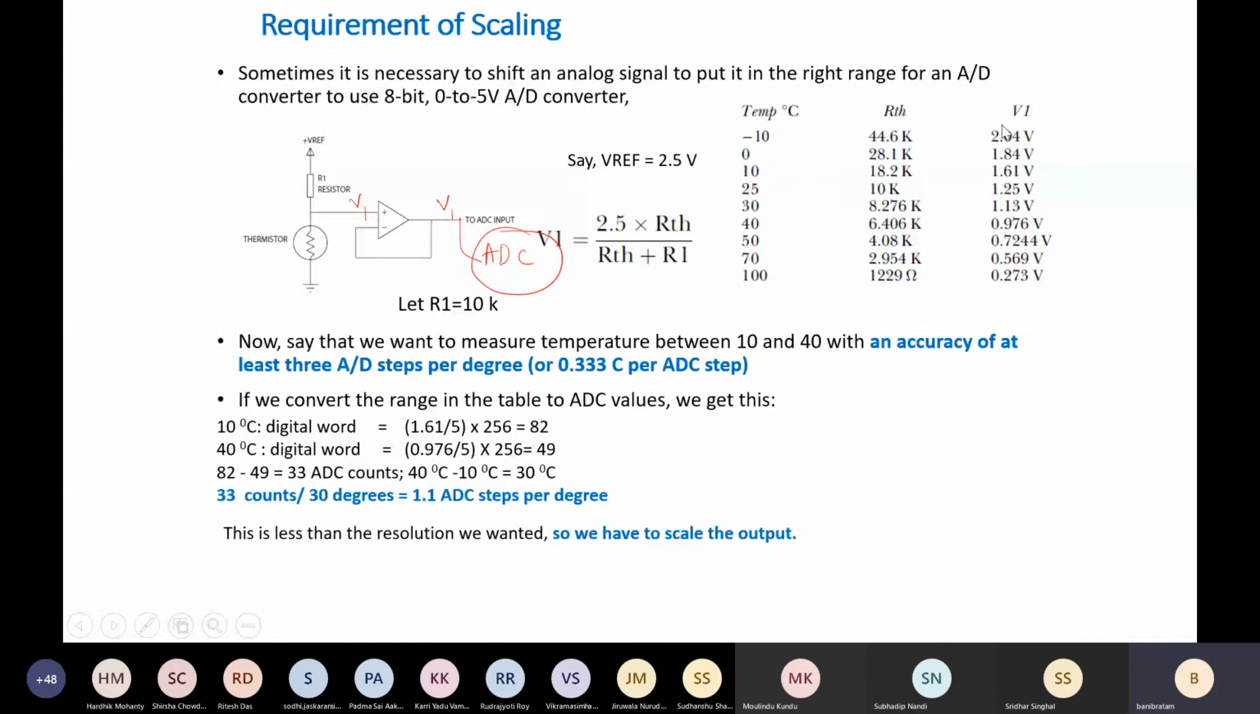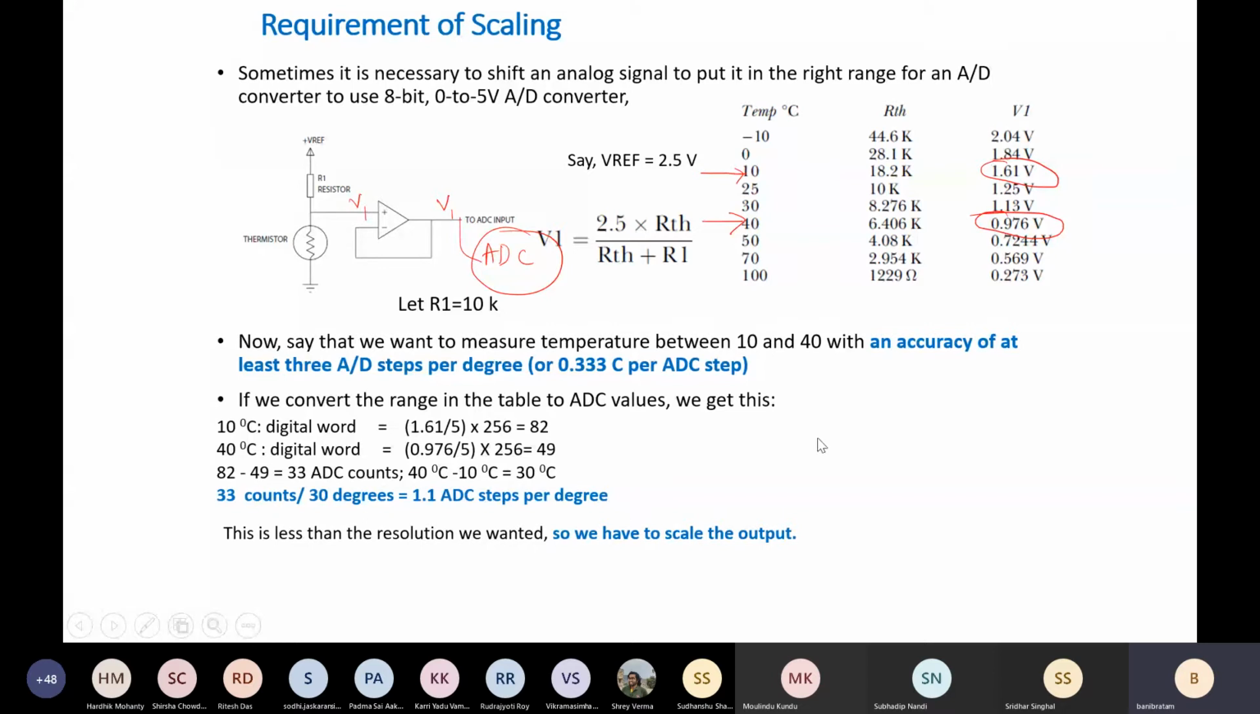Now you want to design a temperature measurement system which is capable of measuring the temperature between 10 degree to 40 degree. So what is the range you want? Your range is 10 degree to 40 degree. That is your measurement range. And for 10 degree, what is your voltage? For 10 degree, the voltage is 1.61 volt, and for 40 degree, the voltage is 0.976 volt.